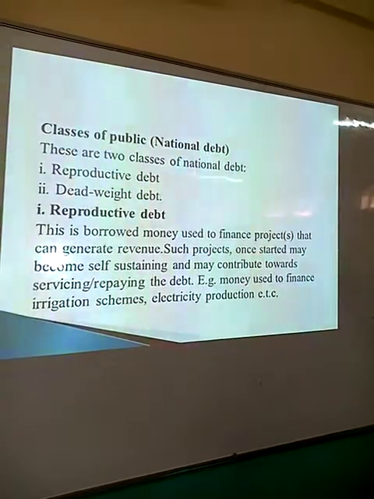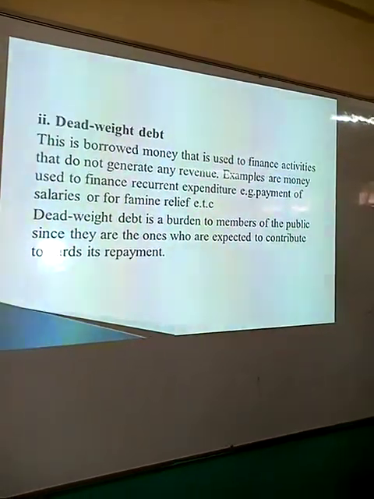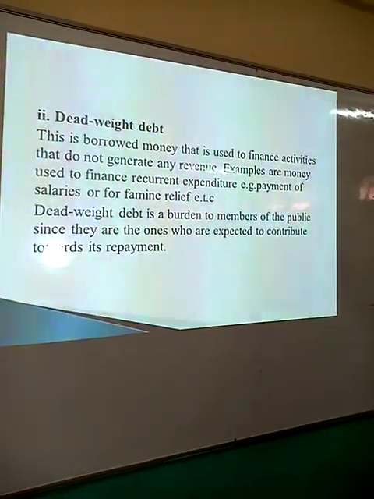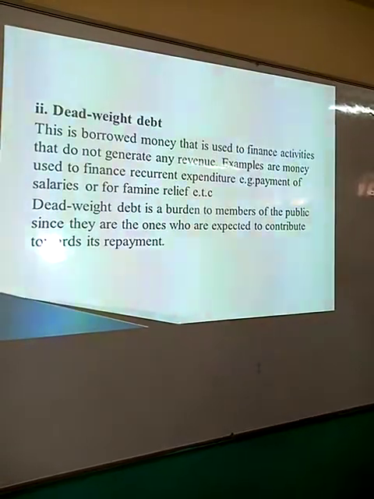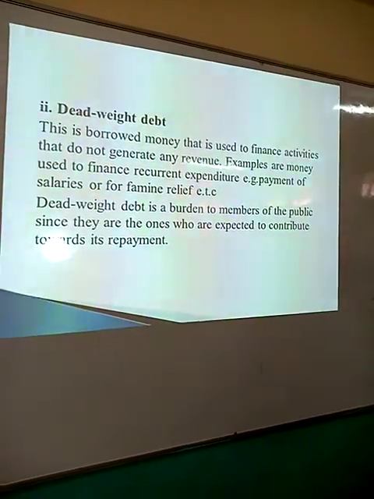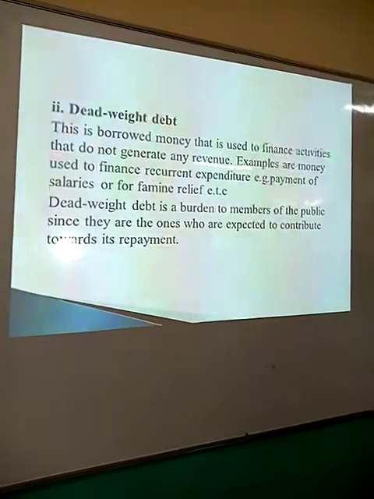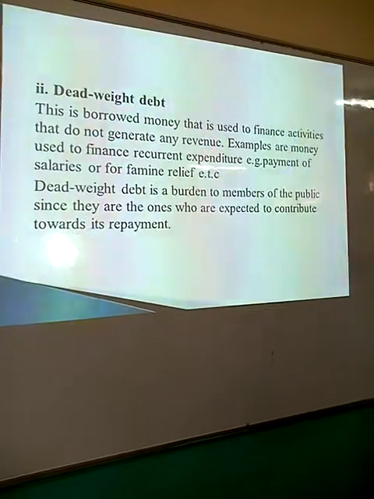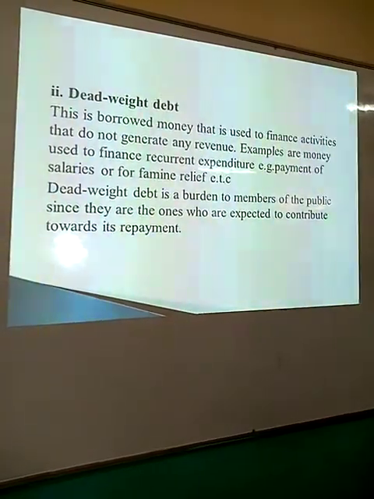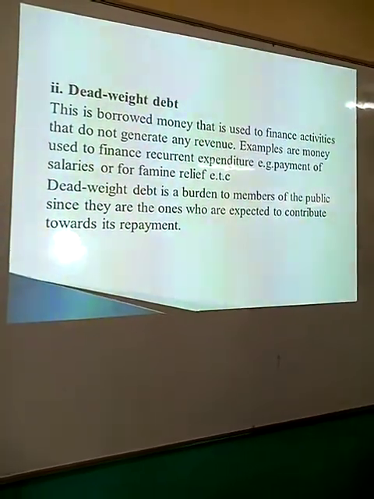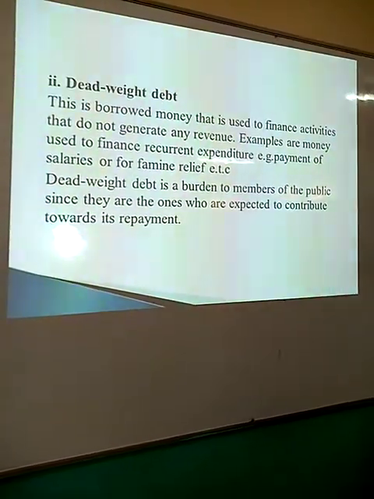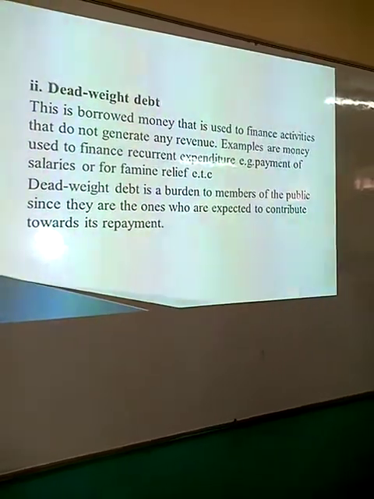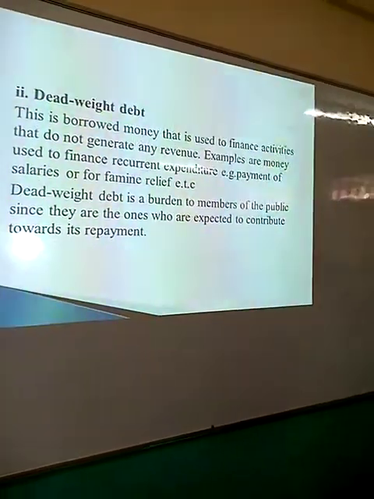Then of course we have dead weight debt. These are debts which we borrow, but they're used to undertake certain financial recurrent expenditures, maybe like paying salaries or famine relief. Such do not generate any income out of them. So you pay salaries and it goes. You pay famine relief and it goes. And you really need to look for money so that you can make payment for the loans that you picked at some particular point. I think we want to stop at that.